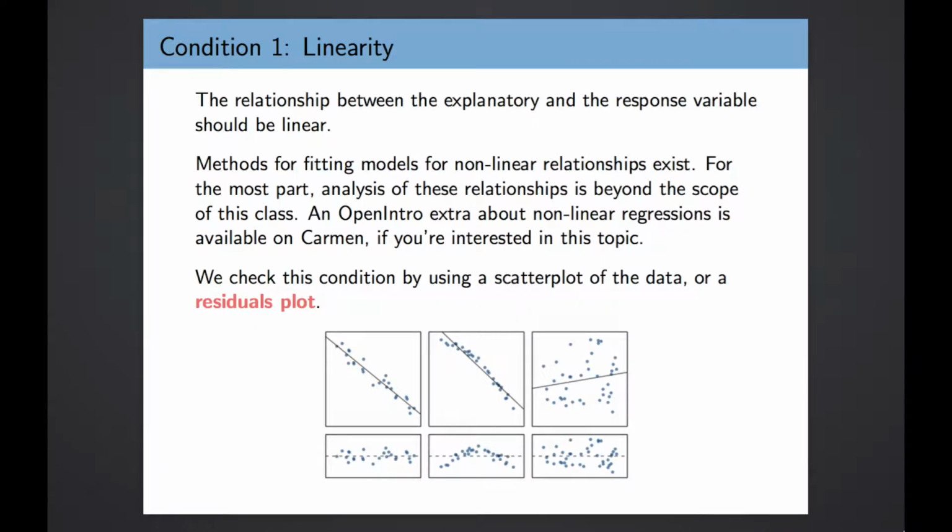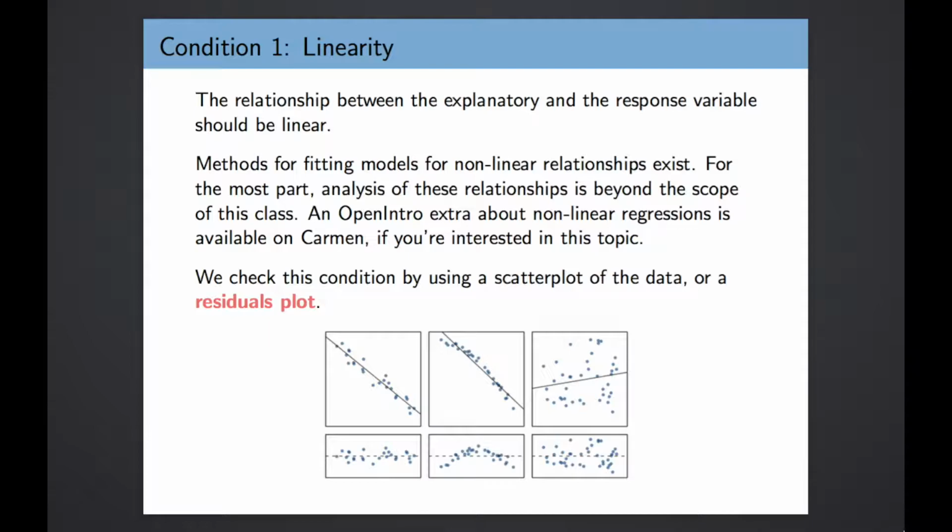The first of these conditions is linearity. So all this means is that the actual relationship between the explanatory variable, the independent variable, and the response variable or dependent variable should be linear. So linear regressions are able to capture linear relationships. If there is a nonlinear relationship between the variables that we're interested in, then a linear regression is not going to do a very good job of capturing the actual relationship between the variables.